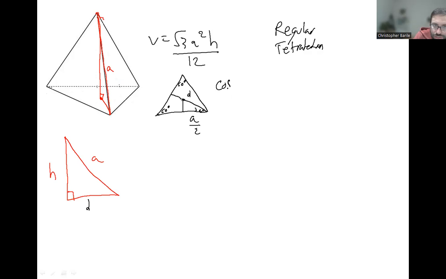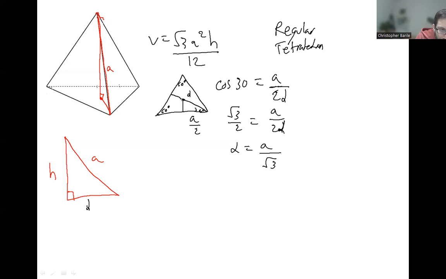We can just do cosine of 30 equals adjacent over hypotenuse. Cosine of 30 equals A over 2, and then over our hypotenuse, which is what we call D. It's going to be A over 2D. Cosine of 30, you may remember, is root 3 over 2. And so now we can solve for D. Root 3 over 2 equals that, and when we do that, we get D equals A over root 3. The 2's end up canceling.